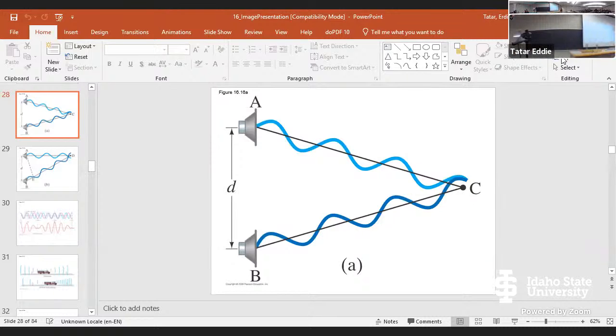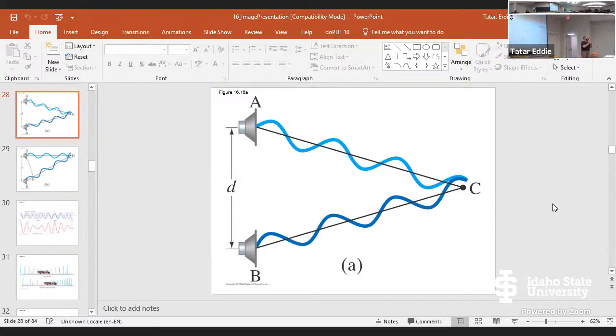you have two sound speakers, A and B, separated by a certain distance. And if the observer is located at point C, this observer is going to hear what? Constructive or destructive interference when you're looking at the picture. What would be your guess? Constructive, clearly constructive, because you have two high pressure waves on top of each other. So you're going to have higher pressure.